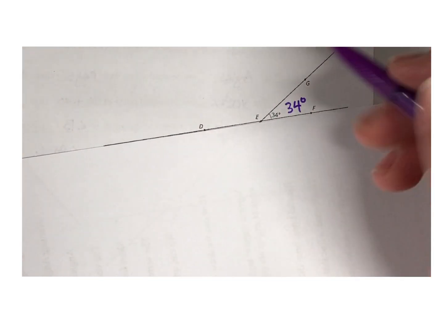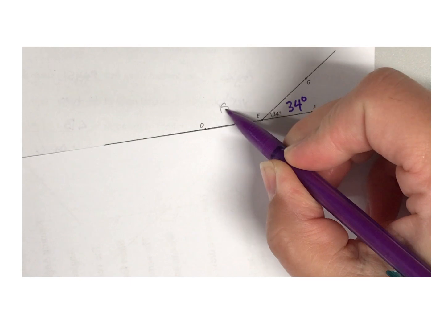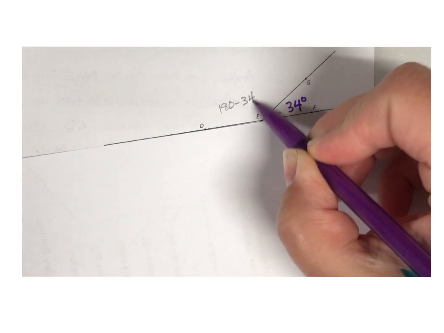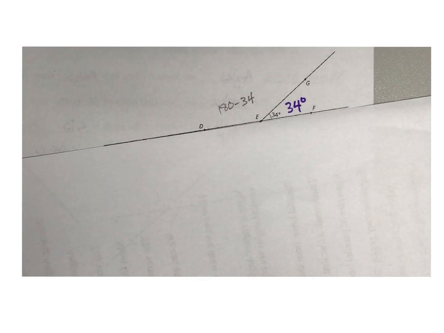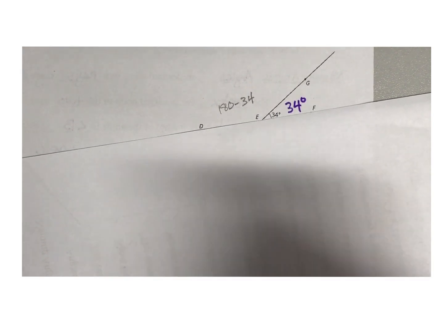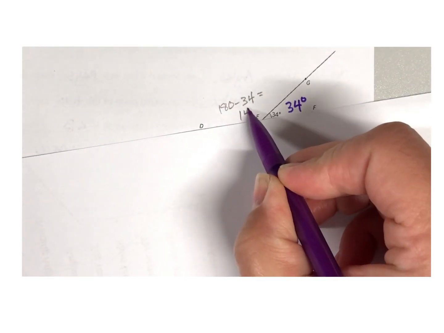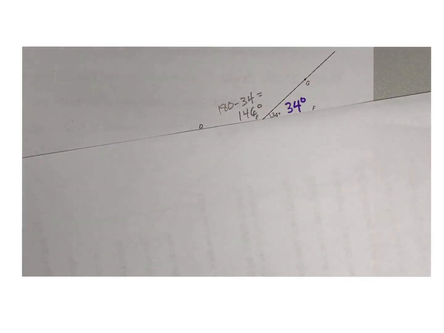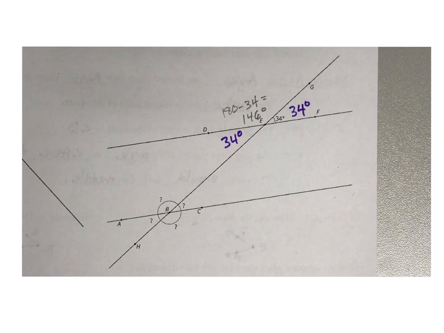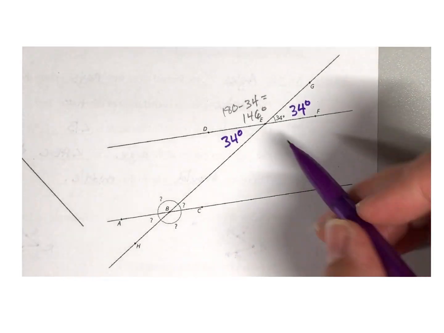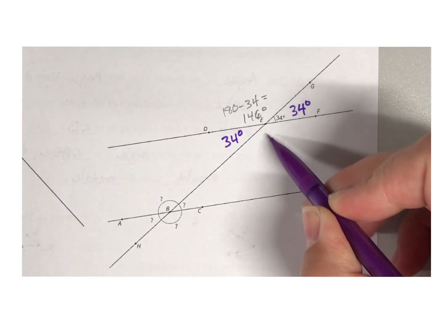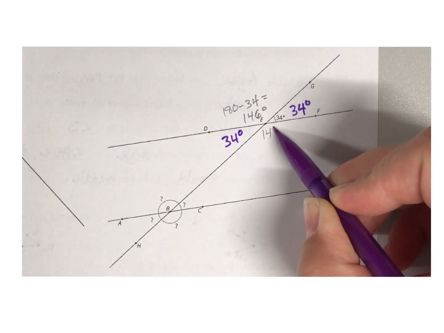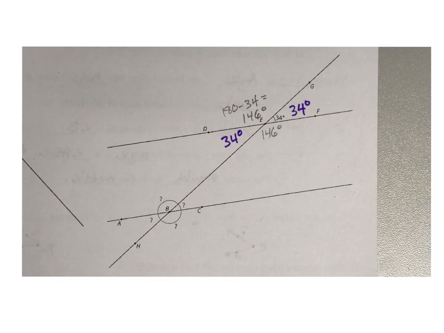Notice how I have 34. So if I do 180 minus 34, let's grab a calculator. Let's do 180 minus 34, and we're going to get 146 degrees. Okay, awesome. So notice how we have 3 of those 4 kind of clumped together. Vertical angles are congruent. This is 146 degrees also.